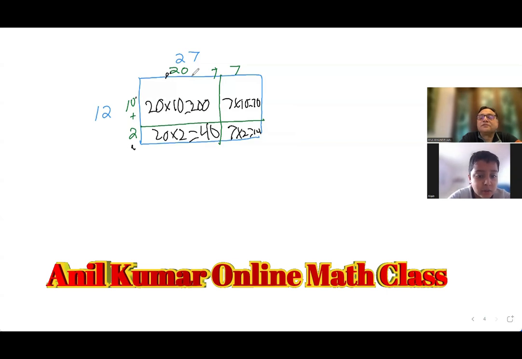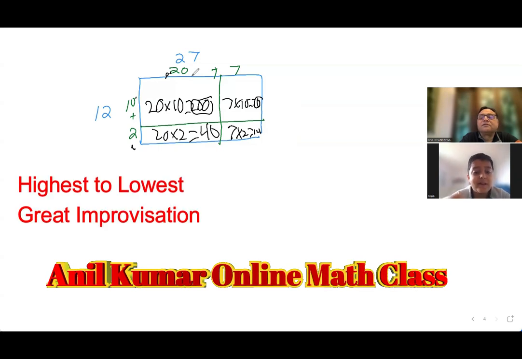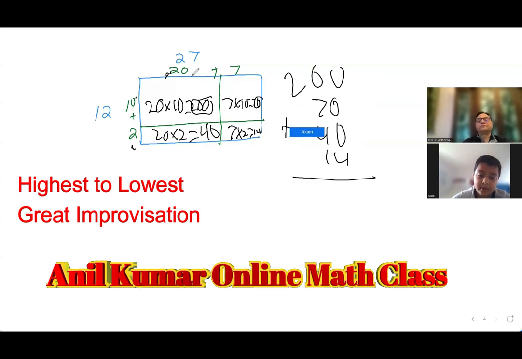The answer is like 270. Should we put first the highest to biggest for me? I'll do that way. So first 200, then 7 times 10, 70. Then 40. Then 14. Perfect. And now I'll add them all.